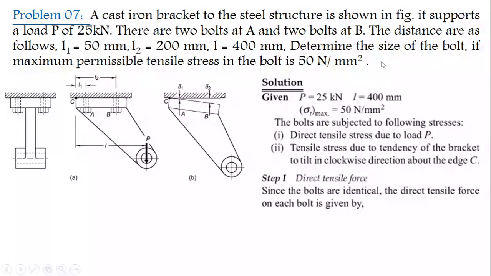Determine the size of the bolt, if the maximum permissible tensile stress in the bolt is 50 Newton per millimeter square. They have given the permissible tensile stress. Okay, then go for the problem. Given data: 25 kilonewton load, and L is the CG of this arrangement. Sigma T, maximum permissible tensile stress, equal to 50 Newton per millimeter square.